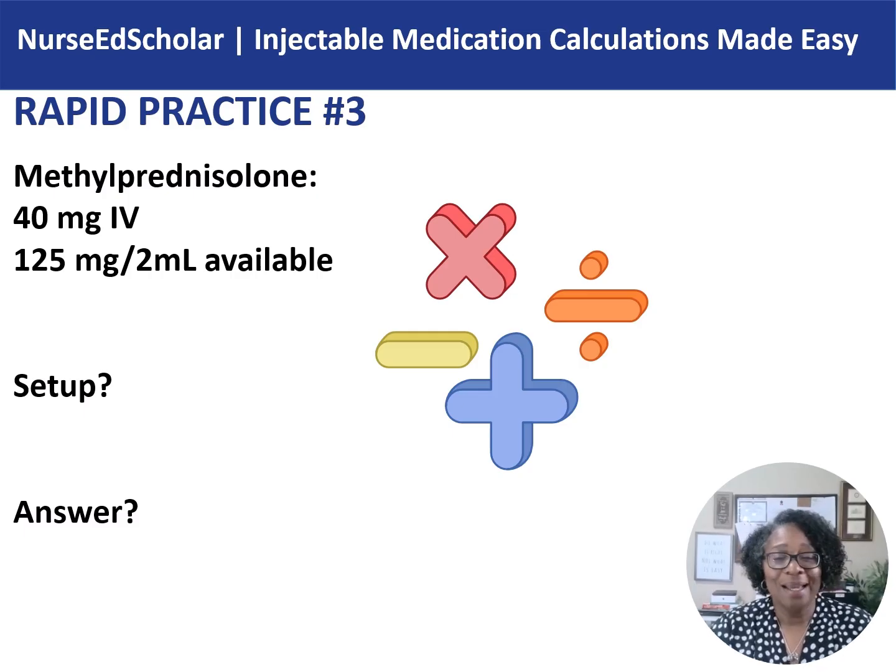Methylprednisolone, that, oh my goodness, I forgot. I know what it is. It's a steroid. So the doctor ordered 40 milligrams IV, and what you have available is 125 milligrams per 2 milliliters. So let's set it up and see what your answer is.